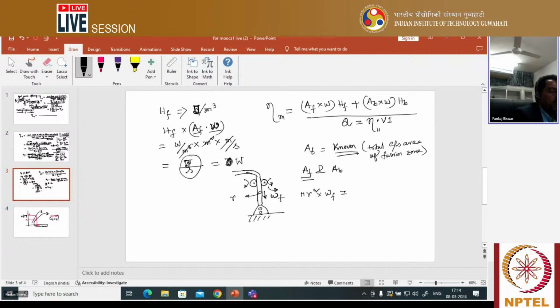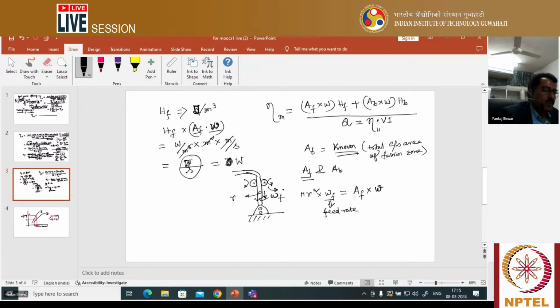This volume of filler wire is equal to what? Your cross sectional area of filler wire, AF, into velocity of weld. The velocity of weld I have already represented as W, and here WF, always keep in mind, is the feed speed, the feed rate of filler wire. That means how much speed there is per second of this filler wire.